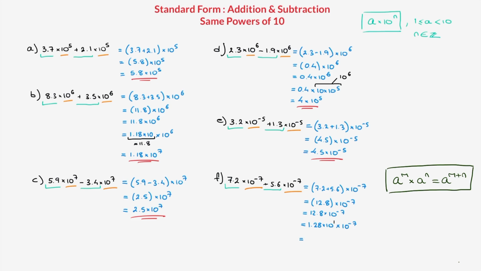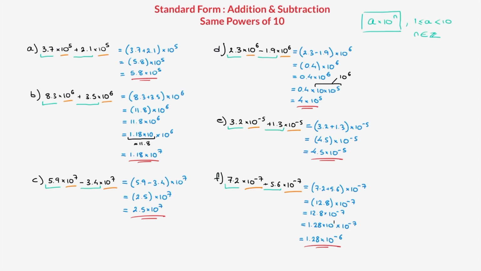And so this equals 1.28 times 10 raised to the power of negative 6. And that's the answer. We're nearly there. Let's just look at two more examples involving subtraction with numbers written in standard form with negative powers of 10.